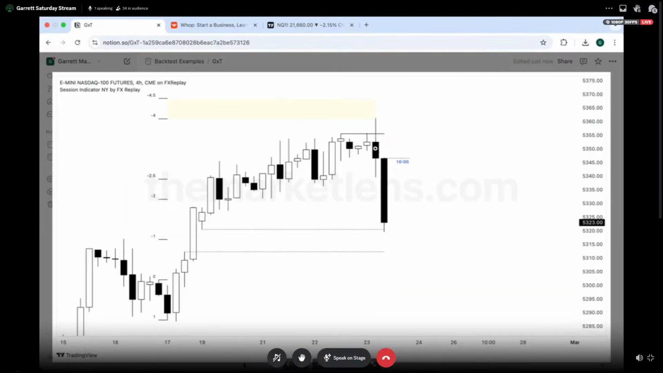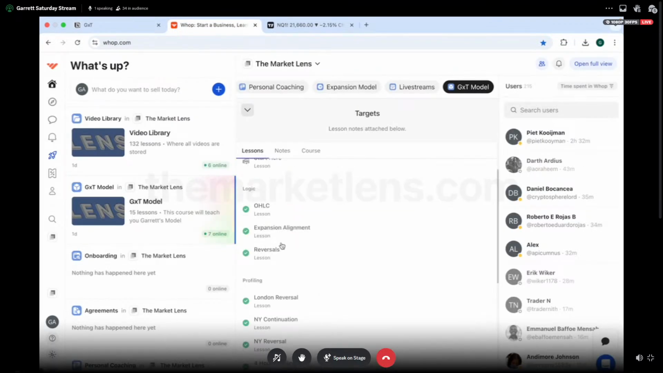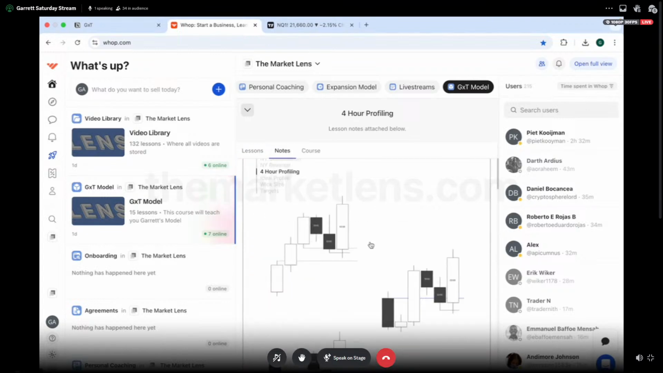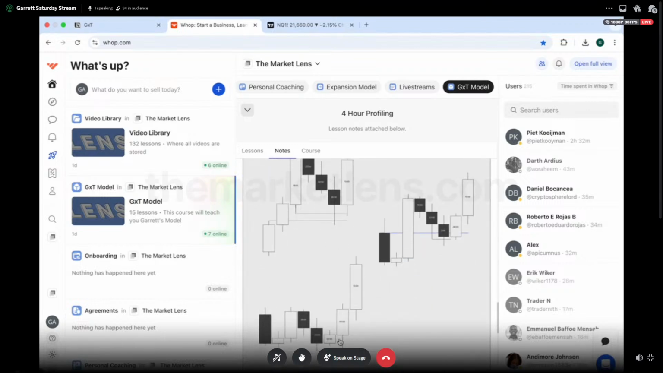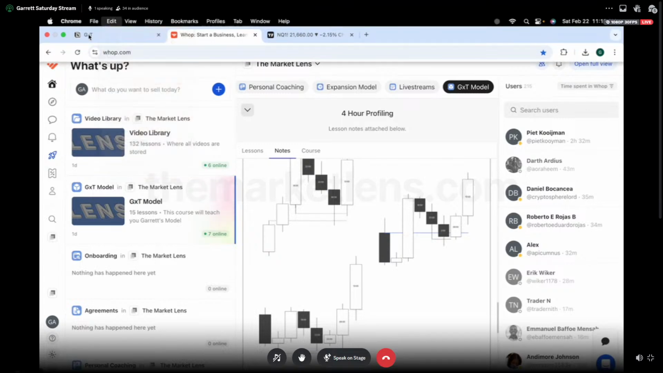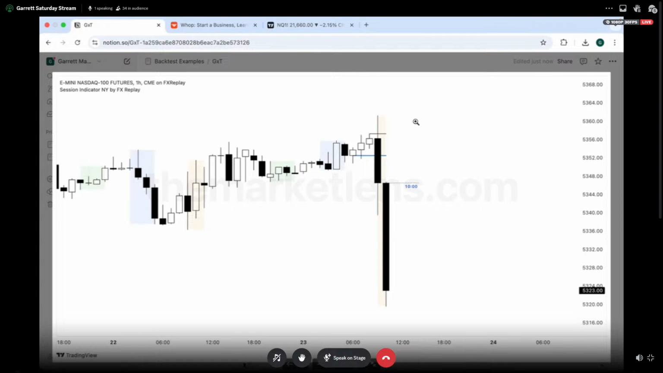And by the way, this is 6 a.m. manipulation, so 10 a.m. expansion. If you look here, we just look at 4-hour profiling for 10 a.m. continuation right here. This is this exactly, right? 6 a.m. manipulation, 10 a.m. continuation. Right, 6 a.m. manipulation, 10 a.m. continuation. Are we opening up within a fractal model? Yes, right. We have a candle to closure.